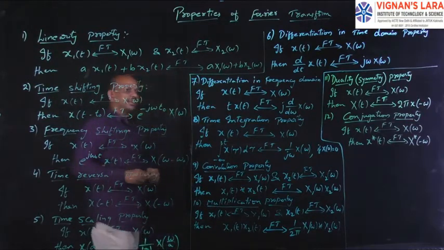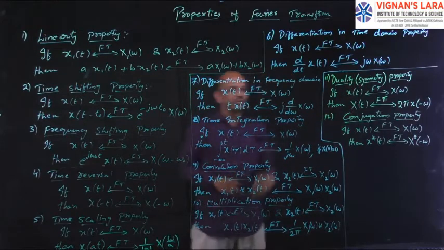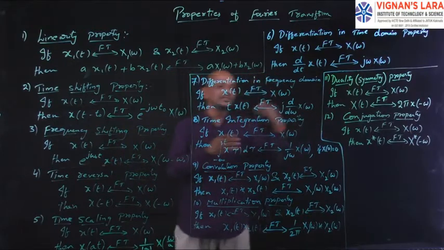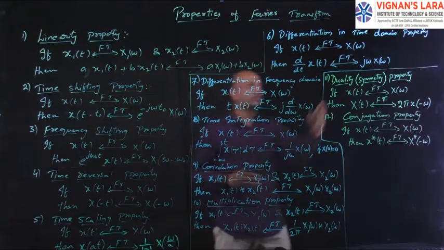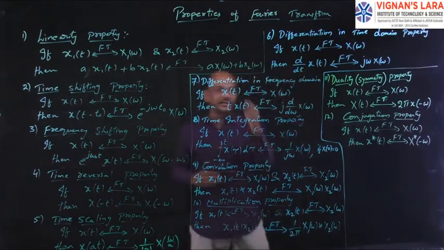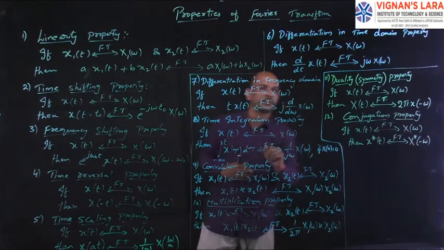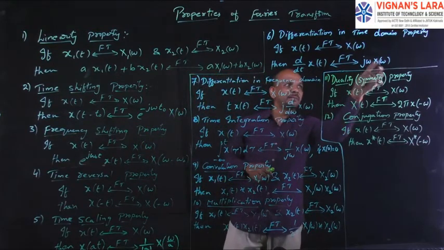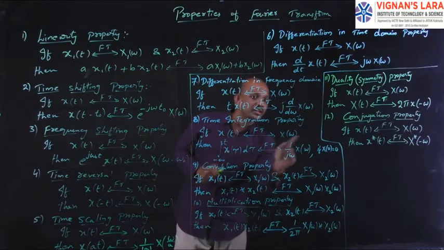Next I go for the time integration property. Integration property is simple. In differentiation I got j omega as a multiplication of x of omega, so in integration I will get j omega as a division of x of omega, because there is a relation between integration and differentiation. Simple logic.